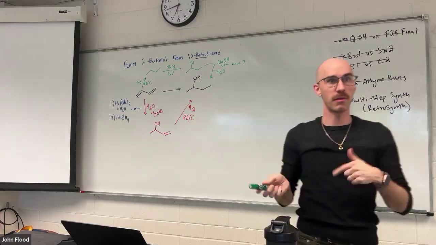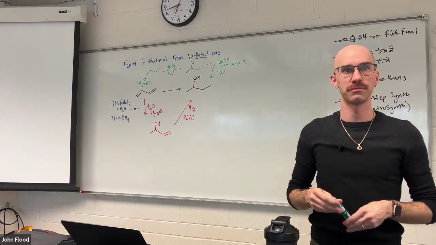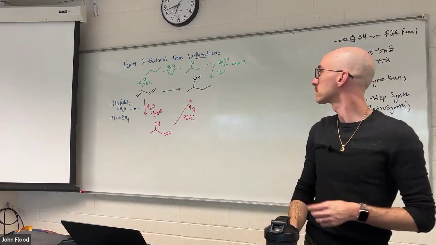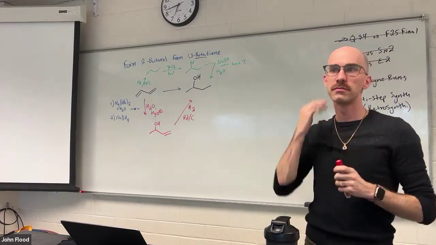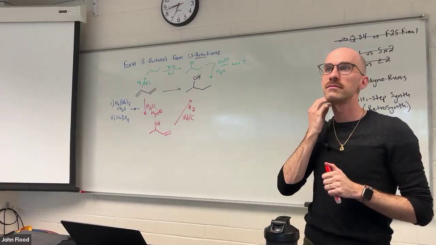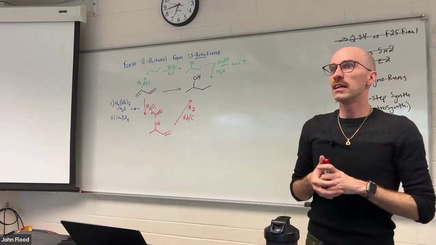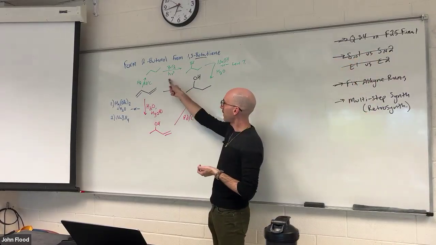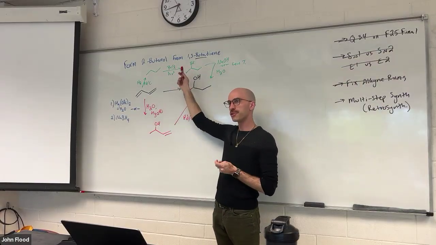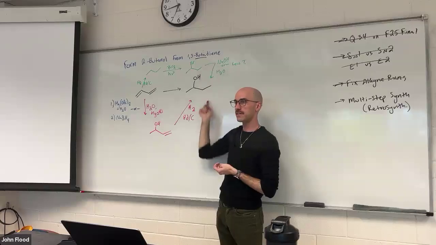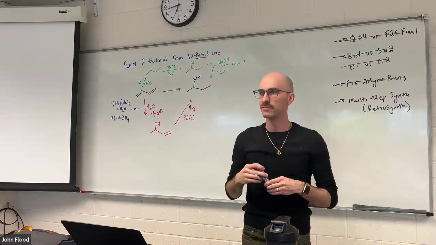Substitution. How do I make an alcohol? I use water or the conjugate base of water. Two different routes, one is longer than the other. To be fair, radical halogenation is also a substitution. It's a radical substitution followed by an SN1 or an SN2 substitution.